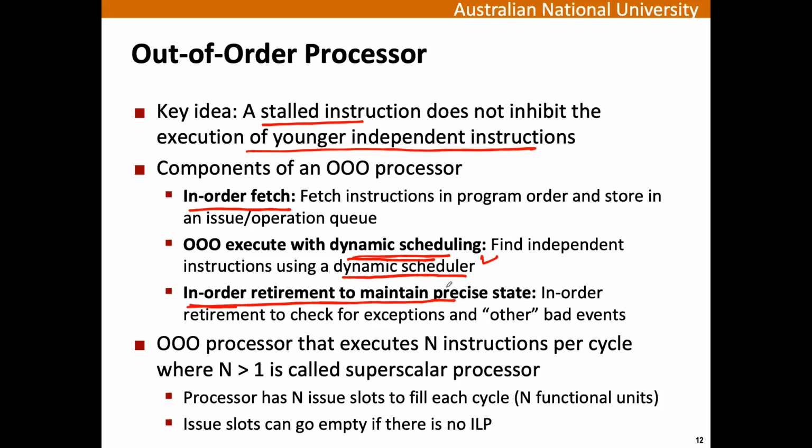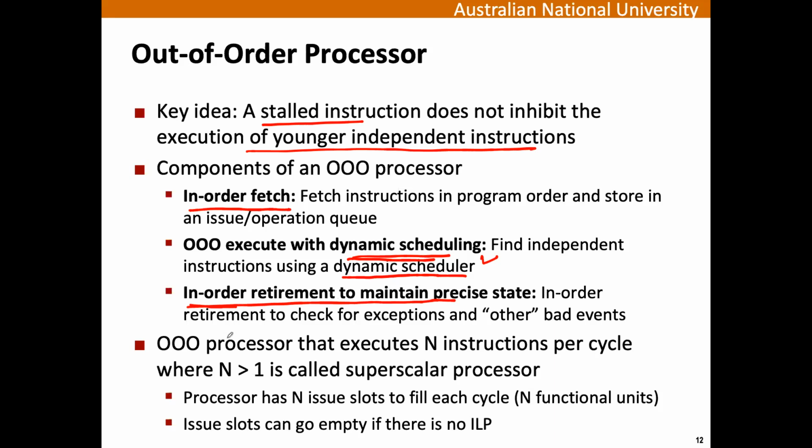And everything retires. Retirement means you do all the checks. When an instruction is finished, before you write its results to the register file, you make sure there are no exceptions, no faults, no branch misprediction. This instruction really should write its results to memory or register file.